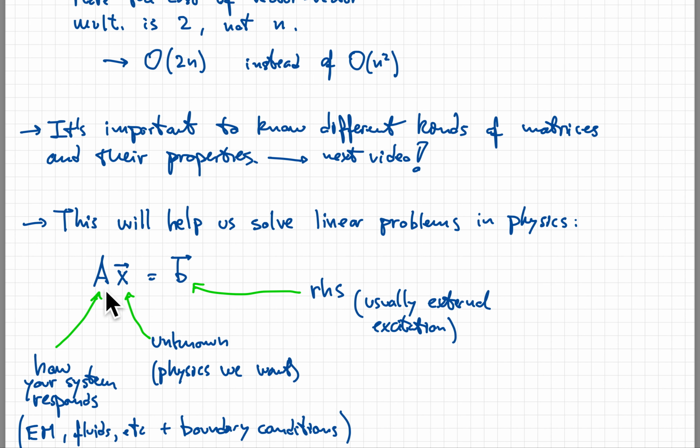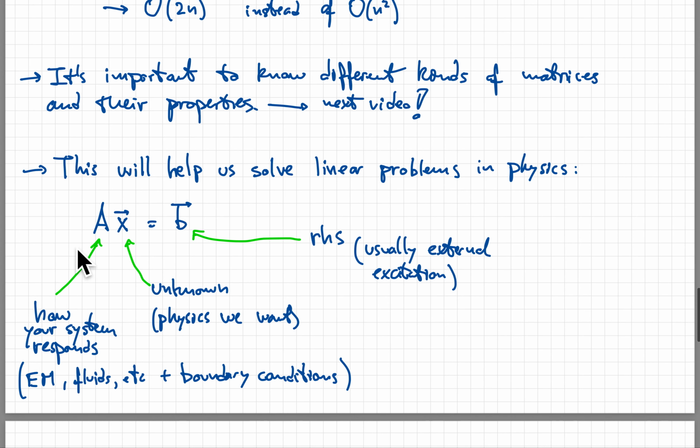And in physics, what will happen when you have to set up a system like this, typically, is that the matrix A encodes how your system responds. X is what you want to know. It's the stuff that gives you your electric field, your magnetic field, and so on. This is what you want to know.